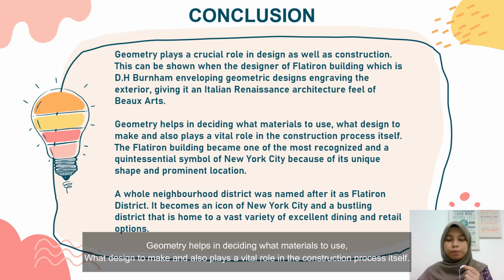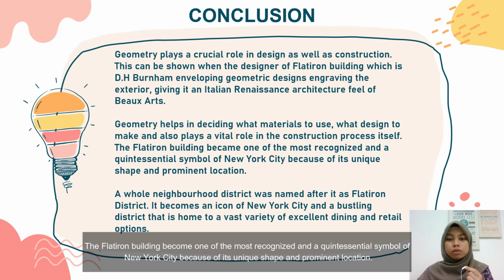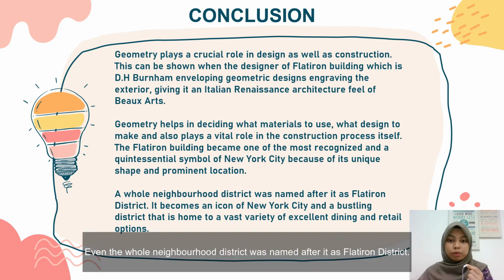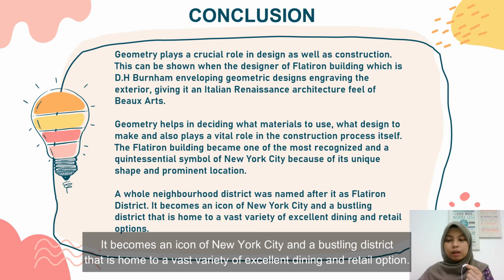The Flatiron building became one of the most recognized and a quintessential symbol of New York City because of its unique shape and prominent location. Even the whole neighborhood district was named after it as the Flatiron District. It became an icon of New York City and a bustling district that is home to a vast variety of excellent dining and retail options.